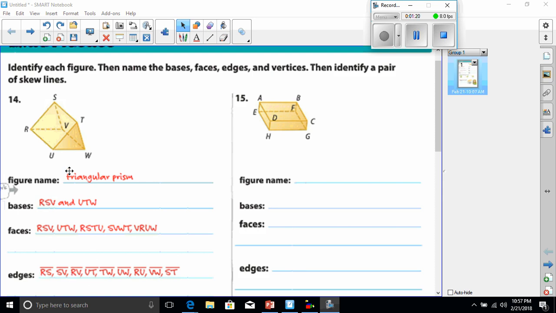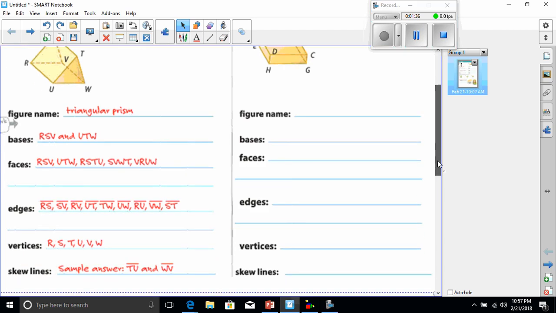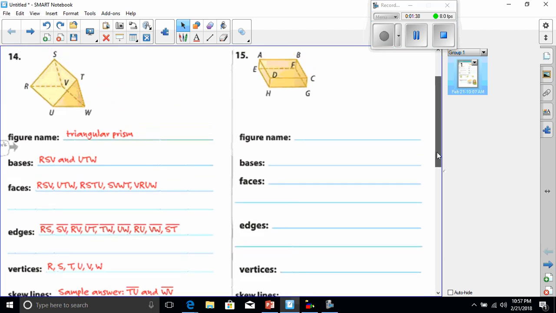Now we have our edges. The edges are always going to be the lines from point to point. We have S and T, R and S, R and U, U and W, W and V, and R and V. The vertices are every point there, so basically we've got R, S, T, U, V, W.